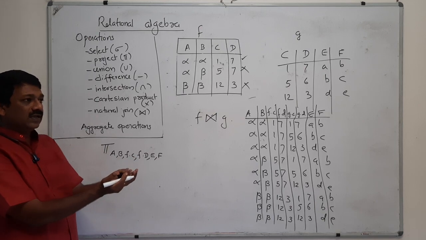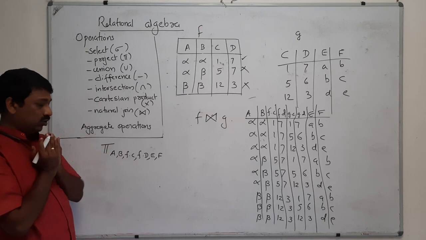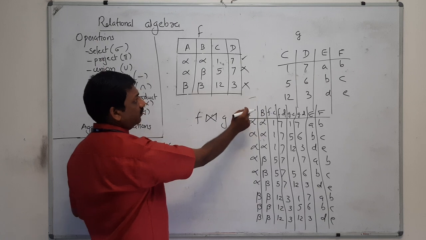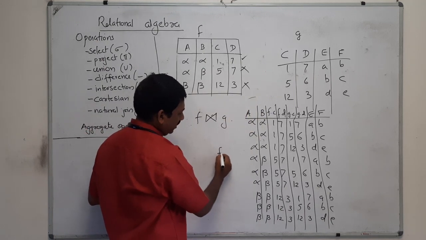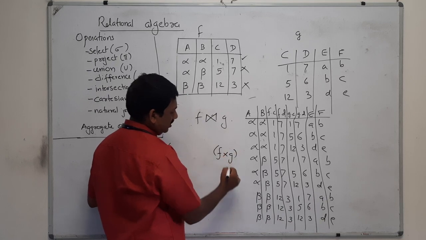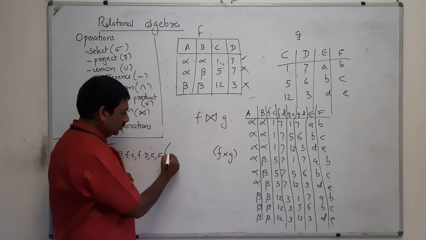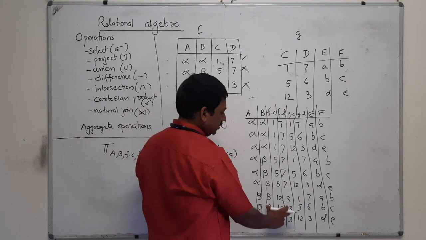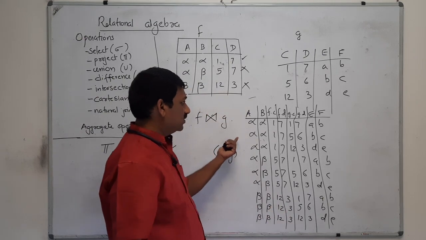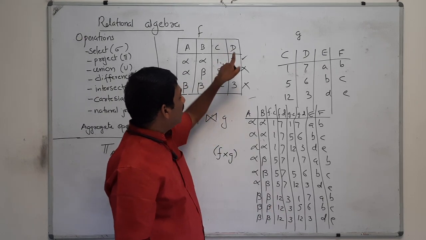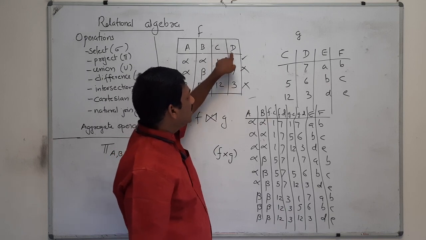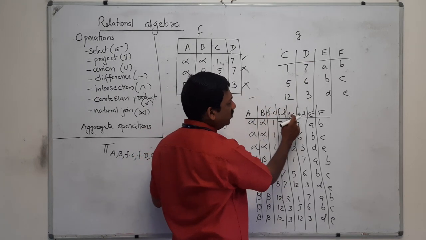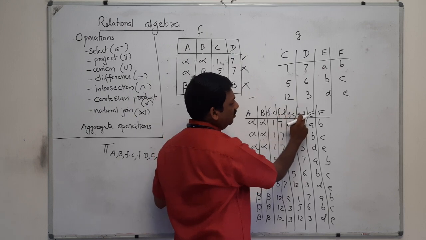That means from a table you are going to project this. From which table? From the cross product of F cross G. That means if you are taking the cross product of F and G, you are going to have a selection operation. Here the common attributes are C and D, here also C and D. So from this table, F.C and G.C should be the same, and F.D and G.D should be the same.